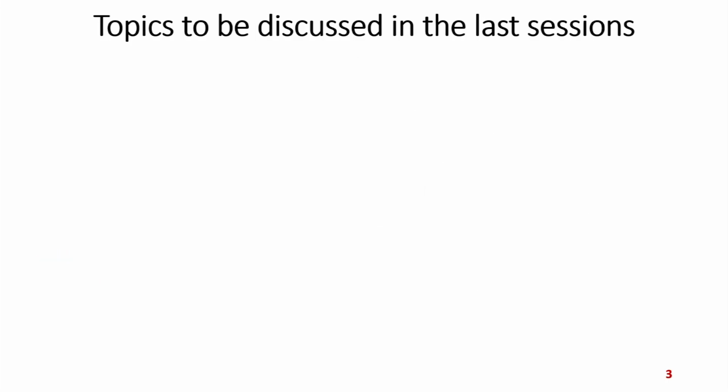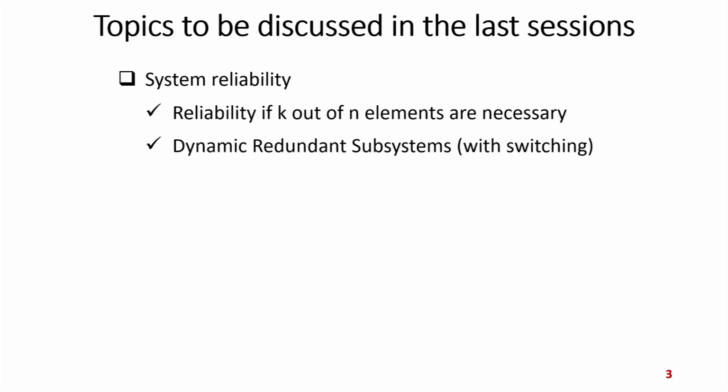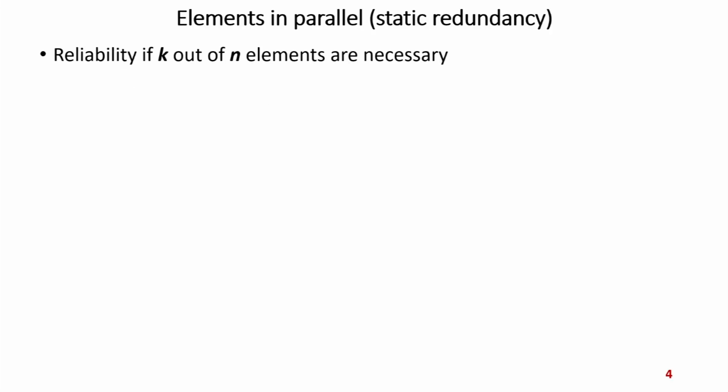And in the last class, we just started discussing what the system reliability will be if k elements out of n elements are operational. Today we will continue with this, but in this system we have not considered any switching element. Now, we will consider dynamic redundant subsystems, where we will consider the switching. It can be switches at the input section, or switches at the output section. We will do it today.